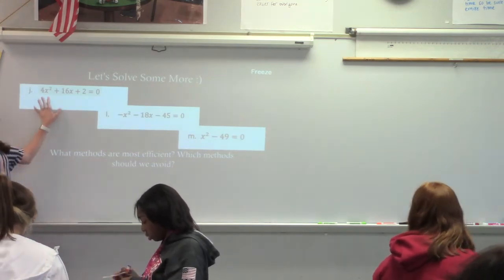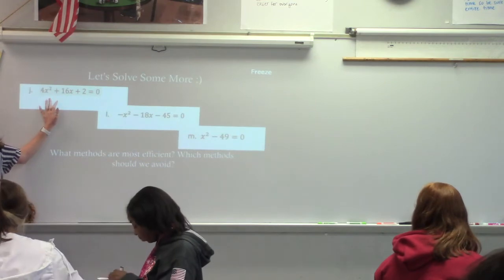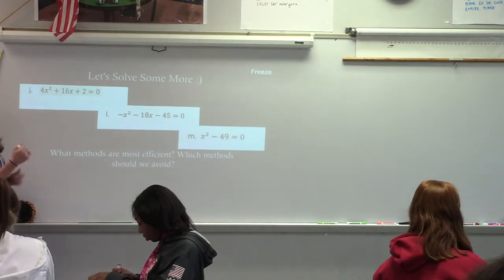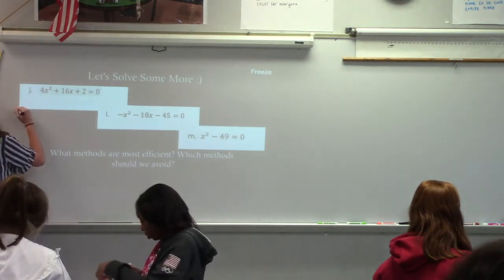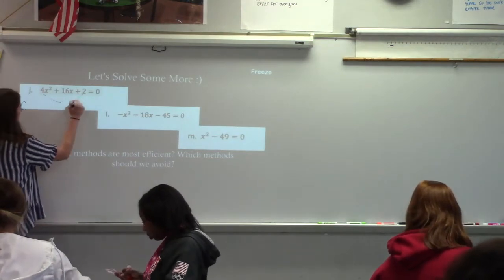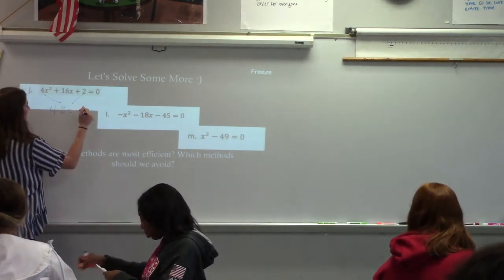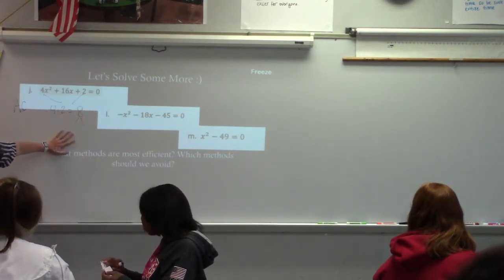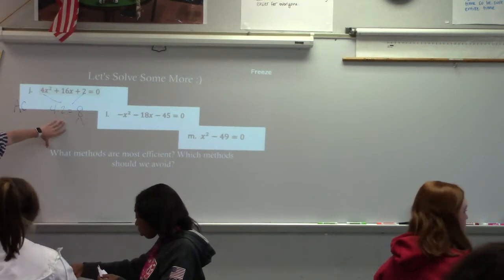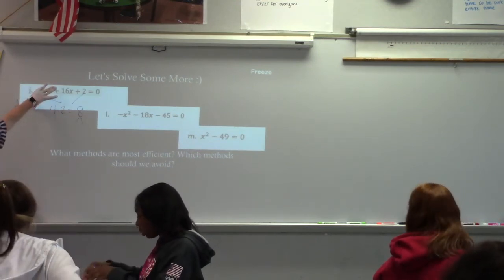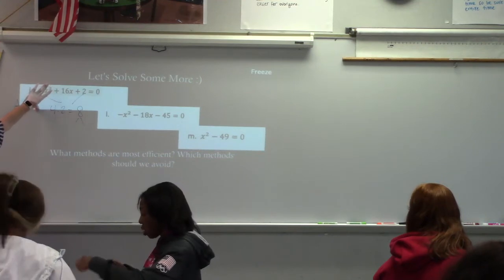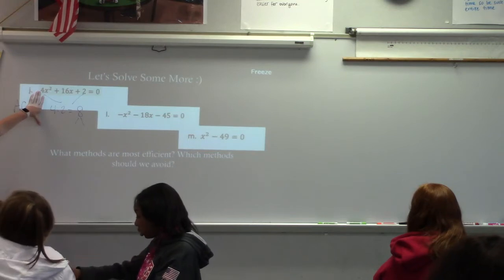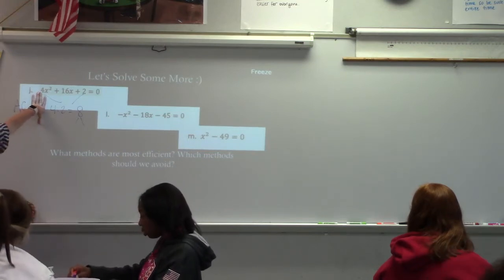Okay, but my point in bringing up J is, did anyone try to factor it? Yes, we did actually try to factor it. Okay, let's try to factor using the AC method. Using the AC method, 4 times 2 is 8. Now, everybody look up here. What factors of 8 add up to 16? Nothing. So can we factor this? No. Can we use the quadratic formula? Why? Because it works every single time.